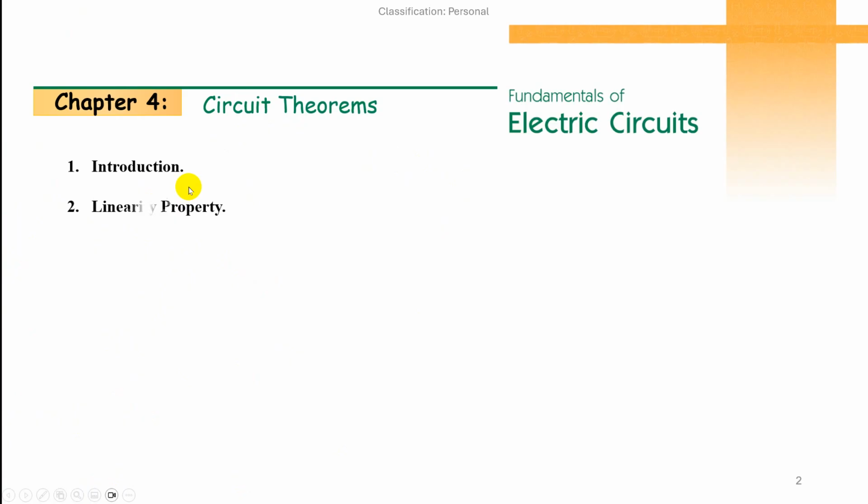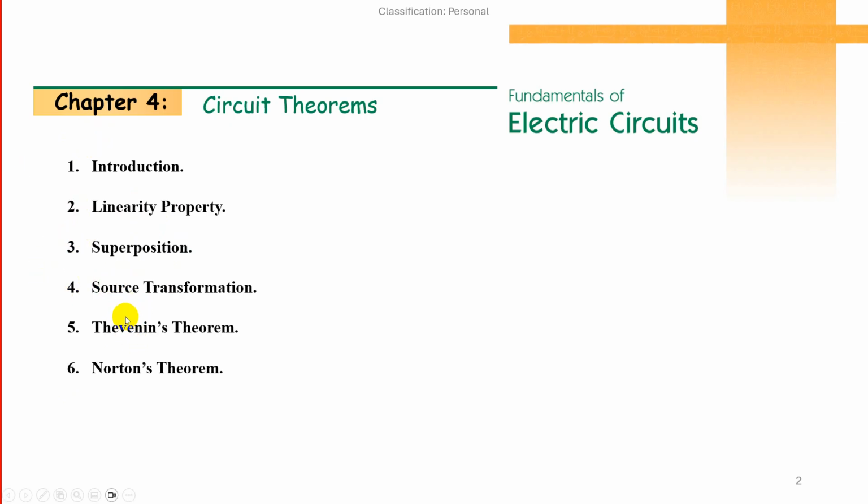First we will study the linearity property, how the circuit behaves and which circuits can be used in these theorems. Then we have the superposition theorem, the source transformation theorem, the Thevenin's theorem, and the last two are Norton's theorem and the maximum power transfer theorem. Each theorem has its own advantages and methods of analysis, so we have to study all of them.